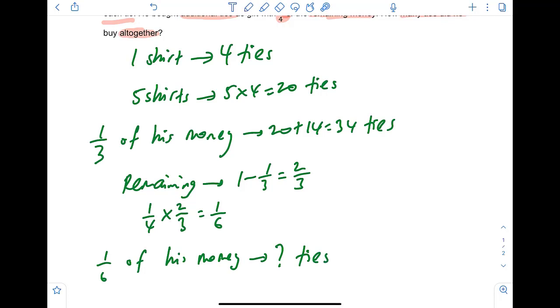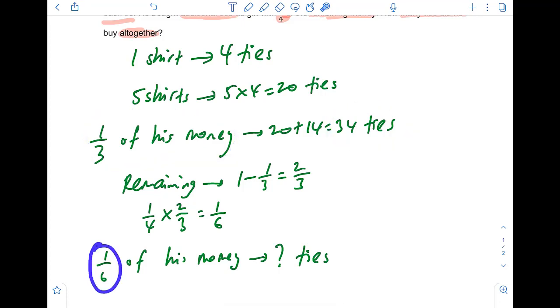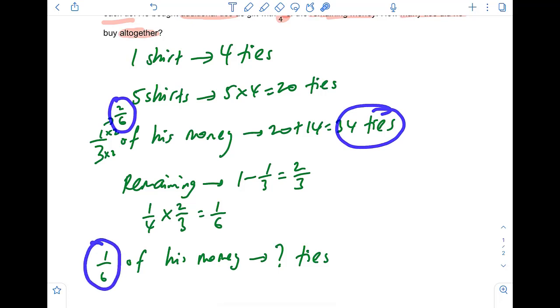So we know that 1/3 of his money can buy him 34 ties. Now, how about 1/6? To do this, we need to make sure we are working with the same denominators. So 3 and 6. How do I make it the same? Times 2, times 2. Basically we can also say that 2/6 of his money can buy him 34 ties. So 1/6 of his money, how many more ties can he buy?